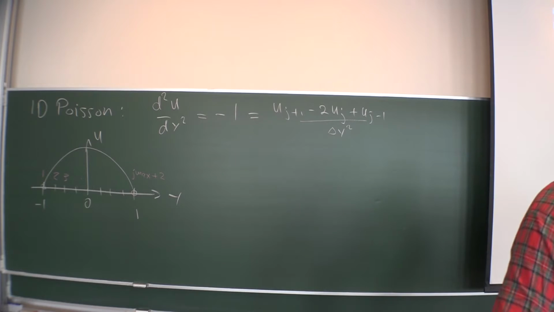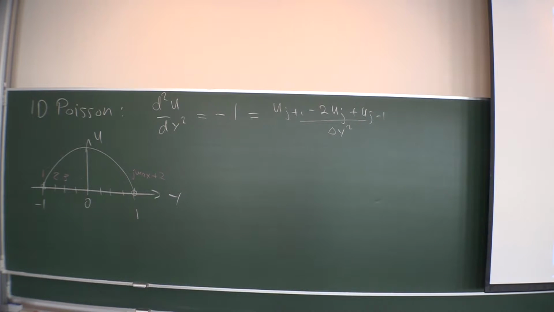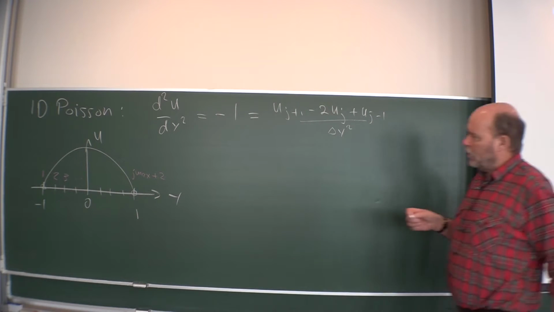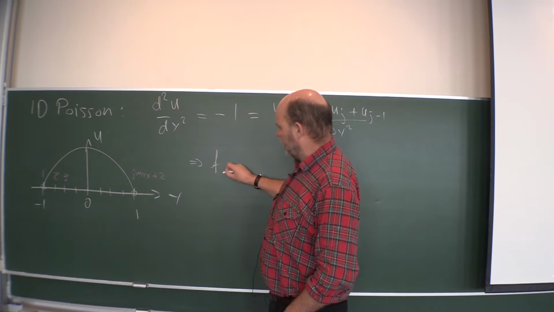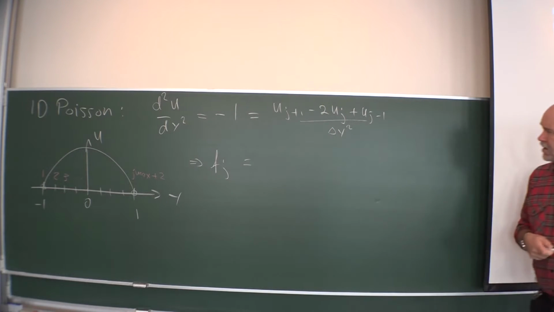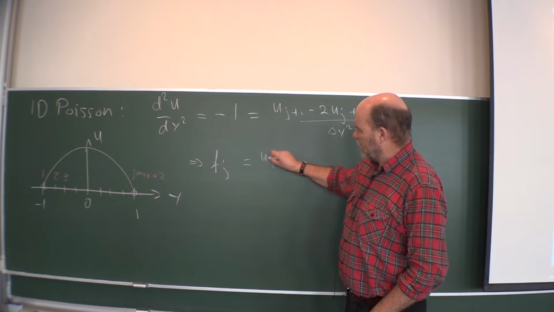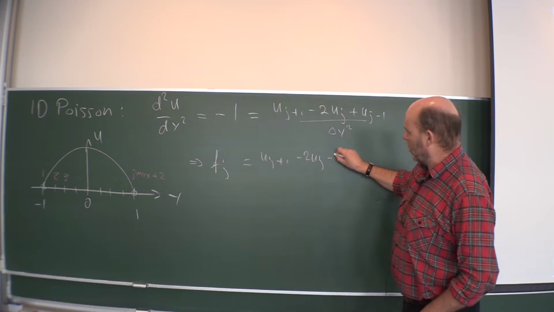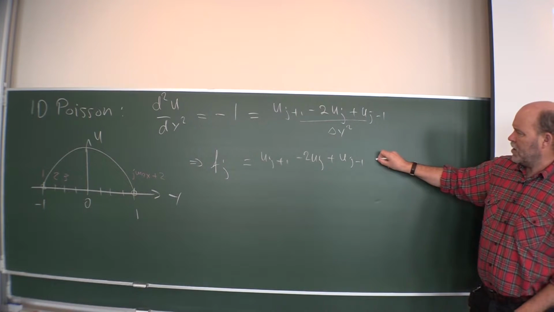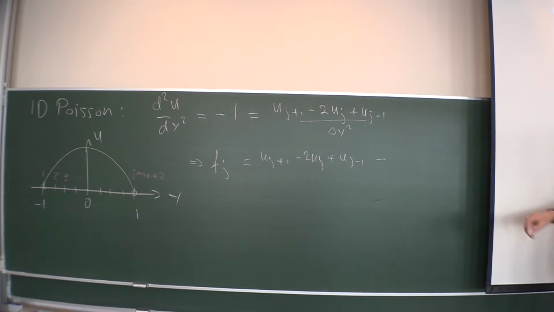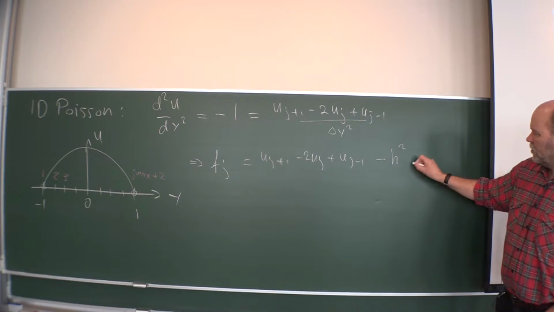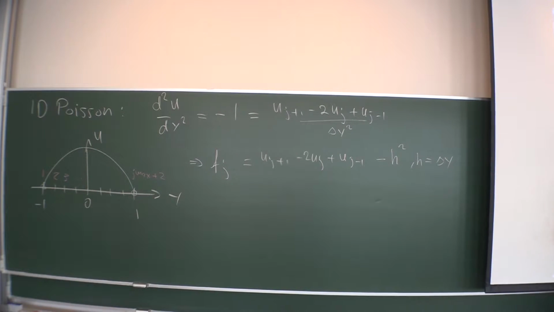Sort of, we try rather straightforward, don't we? Well, we can adapt a little bit what we did the last time. Write it on the form everything equal to zero. So you invent a function, call it f_j equals, and how would it now look? Well, you have j plus 1, minus 2 center point, j minus 1, and then minus delta y square, but I call it h square, h being delta y. And if that one is zero for all my points, then I have the solution.